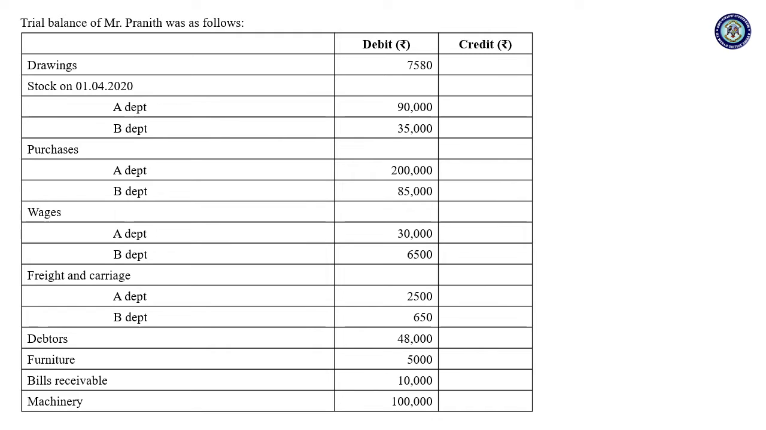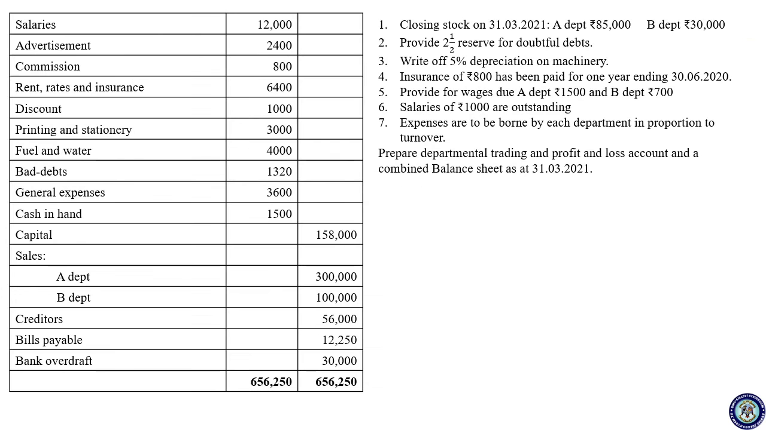Debtors, furniture, bills receivable and machinery are assets, so you have to take them in the balance sheet. Next, salary. Salary is an indirect expense, so P&L account. Advertisement is incurred after production, so P&L account. Commission is a P&L item. Rent, rates and insurance, again P&L items. Discount, printing and stationery, P&L items. They are indirect expenses, that is office expenses.